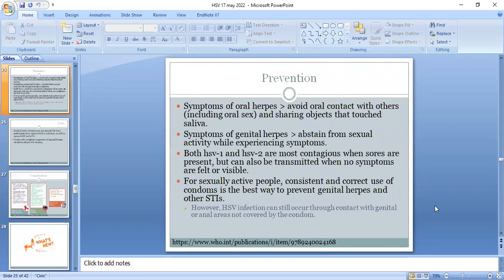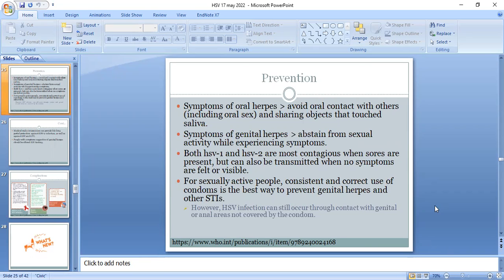Now the prevention. Symptoms of oral herpes: if you have the symptoms of oral herpes, then avoid oral contact with others, including oral sex and sharing objects that touch the saliva. Symptoms of genital herpes: if you have the symptoms of genital herpes, then abstain from sexual activity while experiencing symptoms. Both type 1 and type 2 are most contagious when sores are present, but can also be transmitted when no symptoms are felt or visible.